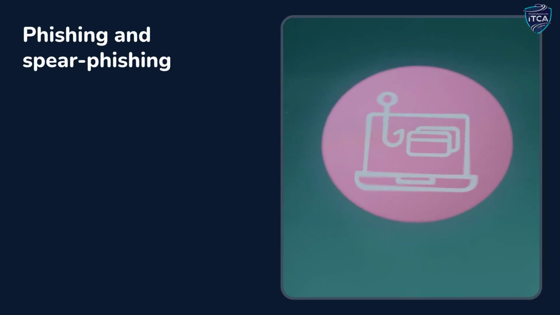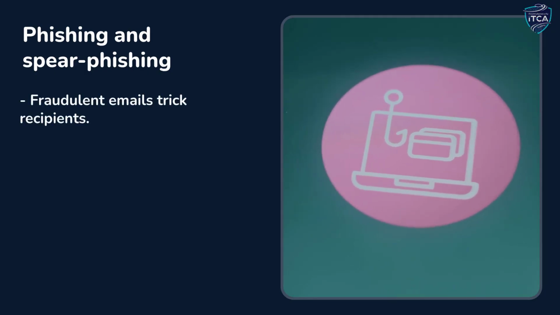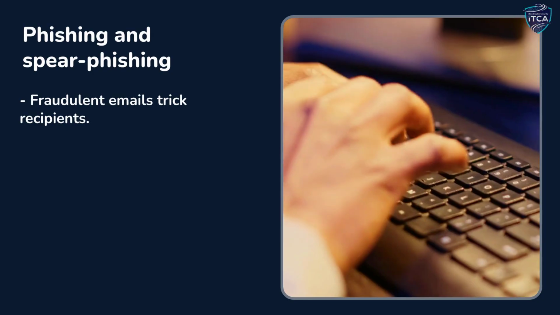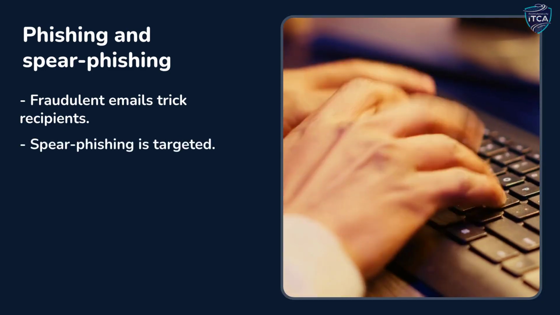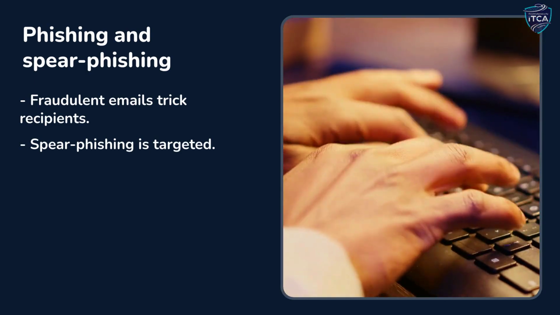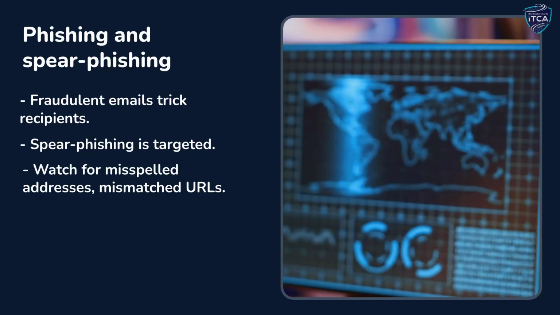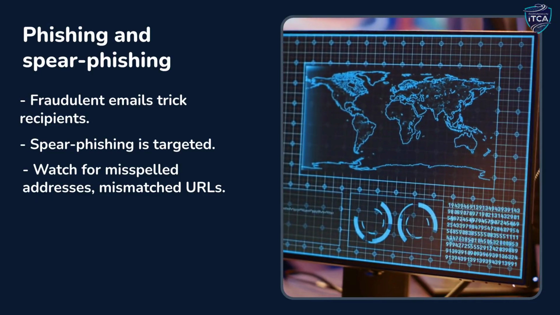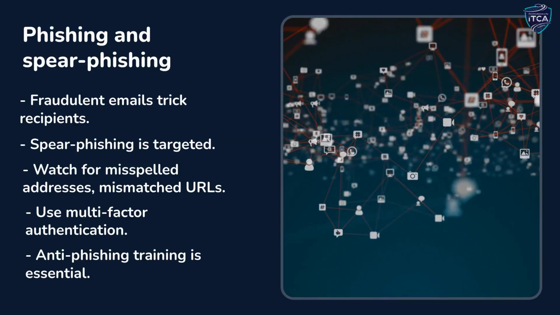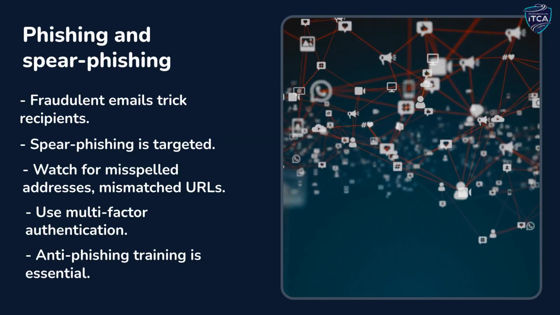Phishing and spear phishing are other major techniques. These attacks rely on fraudulent emails or messages that impersonate trusted entities to trick recipients into revealing credentials, clicking malicious links, or opening infected attachments. Spear phishing is more targeted and personalized, often tailored to specific individuals. Warning signs include misspelled sender addresses, mismatched URLs, unexpected attachments, and unusual requests for credentials or fund transfers. Mitigating these attacks requires multi-factor authentication, proper email filtering using technologies, anti-phishing training, URL inspection, and attachment sandboxing.